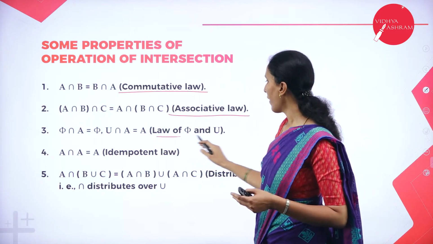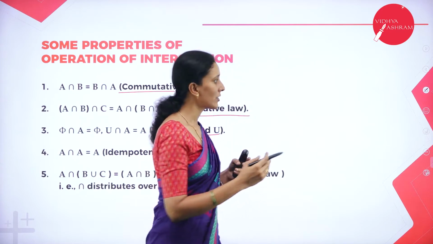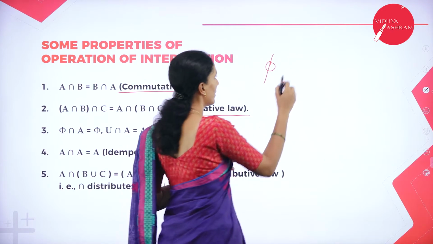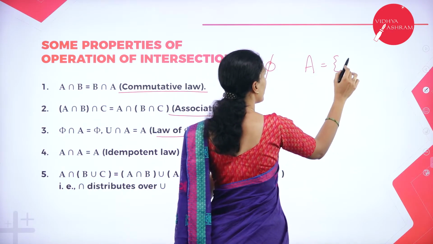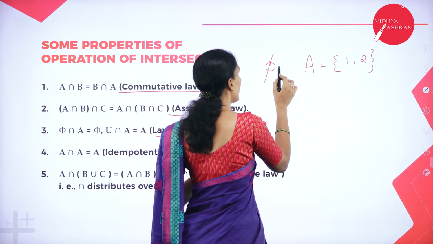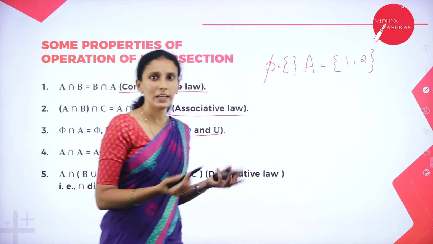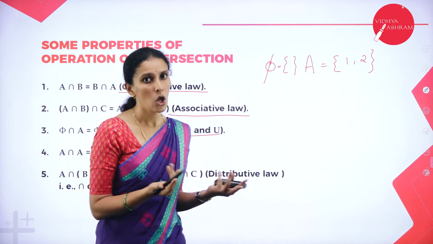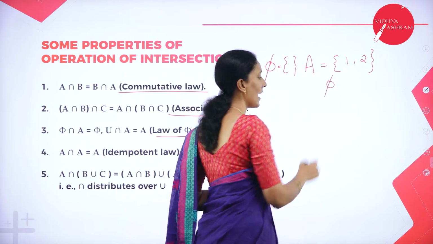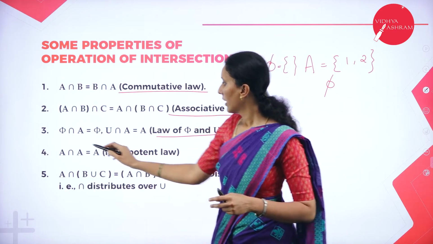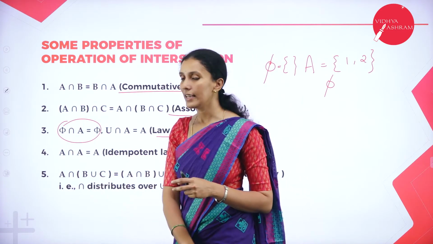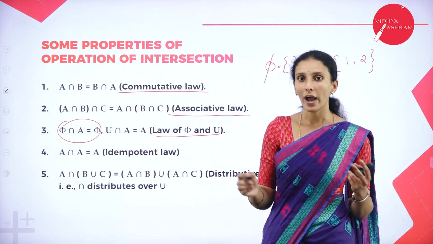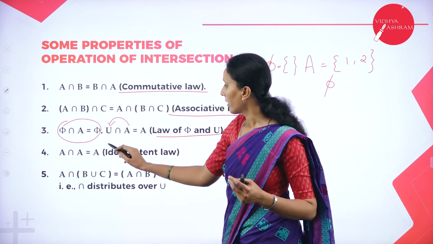And the law of phi and U. When you are intersecting with an empty set, which means no elements. In A, let me take, you have two elements. Here, this is nothing but you are not having any element. What is the intersection of these two? Do you find any common elements there? No. So therefore, your answer is empty again. So phi intersection A is empty. Next, U intersection A is A. Why? Because A is contained in U. Correct?